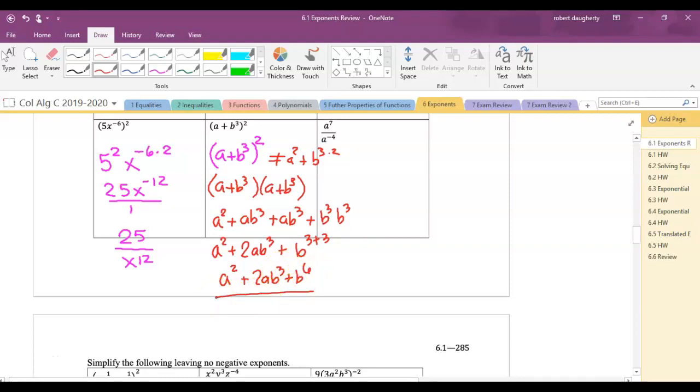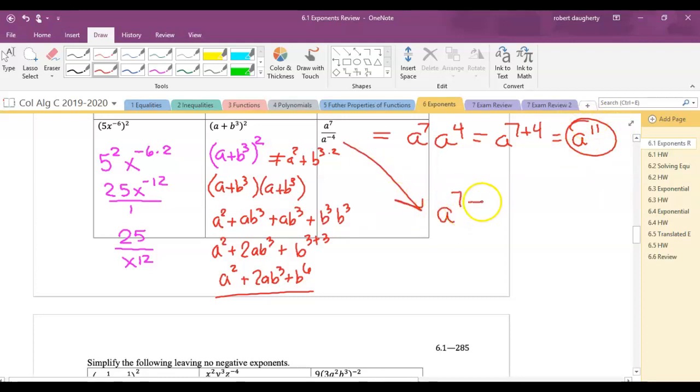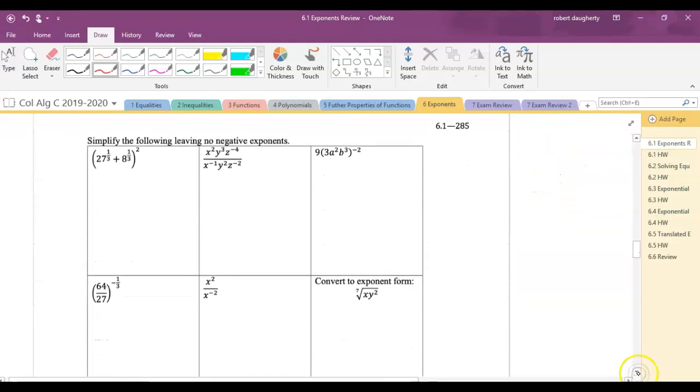Okay? a to the 7th over a to the negative 4. There are multiple ways of getting to this. You could just say, let's write this as a to the 7th times a to the 4th. Let's move that negative exponent from the bottom of the fraction to the top. This becomes a to the 7 plus 4. This is a to the 11th. The other way of doing this is to say, well, this is a to the 7 minus negative 4, which is a to the 7 plus 4, which is a to the 11. As long as you obey the rules of exponents, you may take a different path, but you'll get to the same answer.